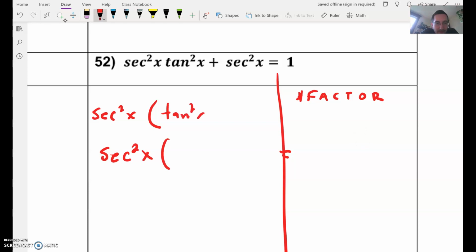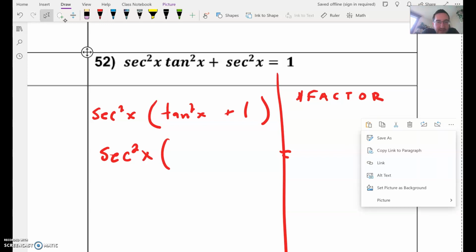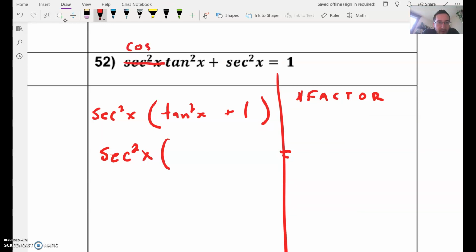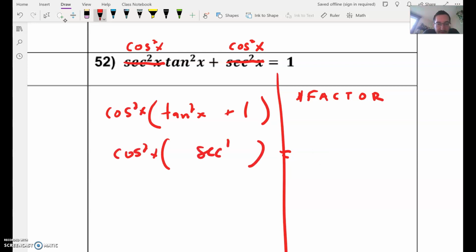Tangent squared plus 1 is secant squared. So then we need that to be a cosine. That's what it is. Instead of these being secants and secants, these need to be cosines, both of them. My bad, because look what's going to happen. Instead of factoring out a secant, they share a cosine, so we pull out a cosine. And tangent squared plus 1 turns into secant squared.